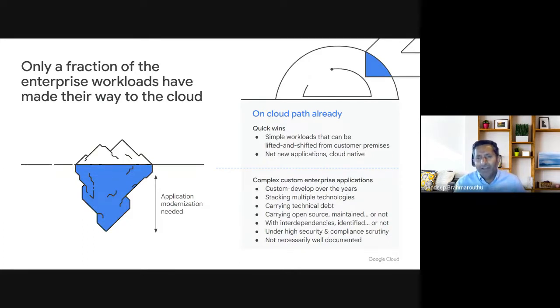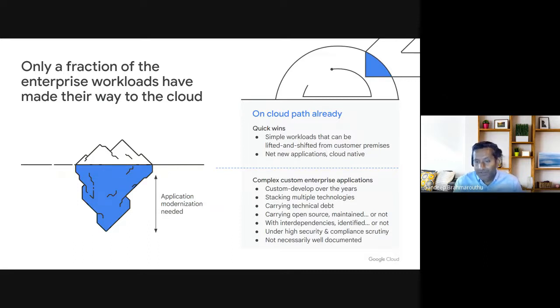But as you look at the enterprises, there are a vast amount of applications and workloads that are still on-premise in need of modernization. Some of these workloads could be custom developed applications that customers have developed over the years, leveraging a variety of different technologies into monolithic architectures to really meet their business needs. They carry a significant amount of technical debt as a result. They may be using some open source technologies. Some open source technologies are maintained, others are not, carrying risk.